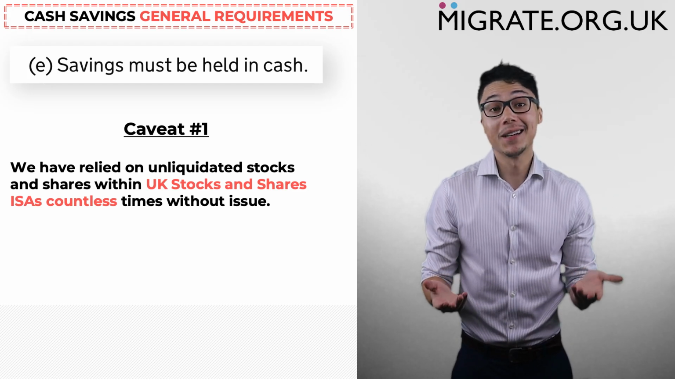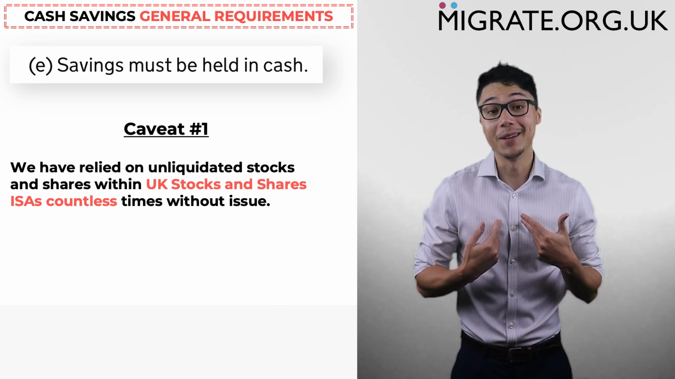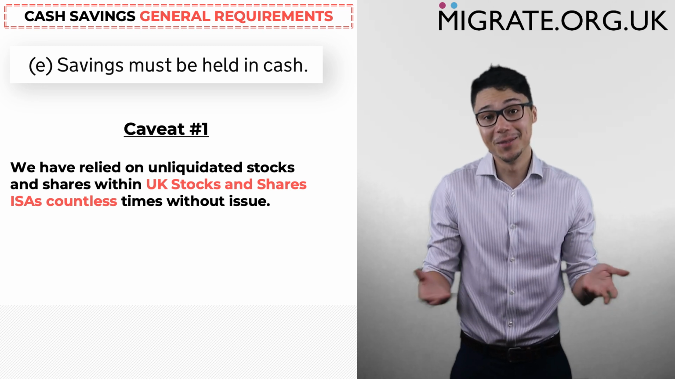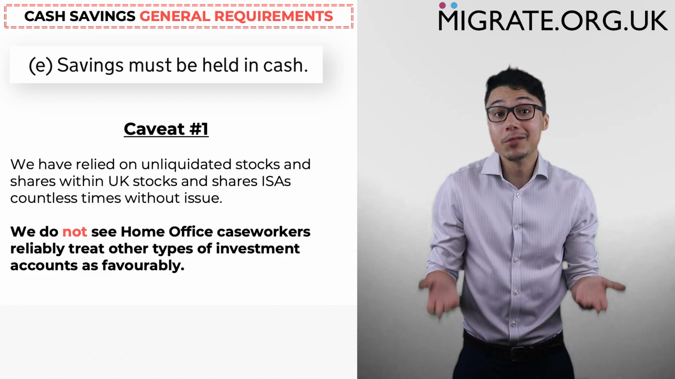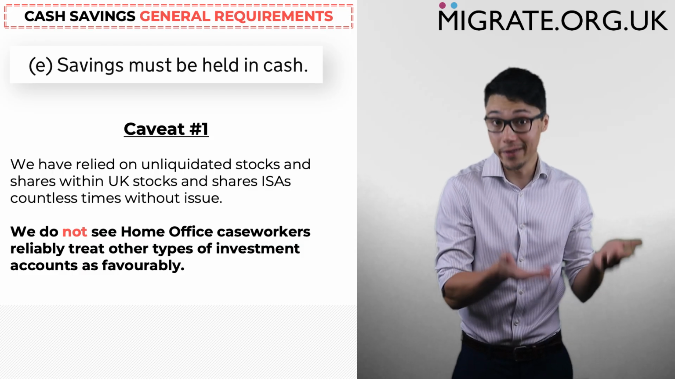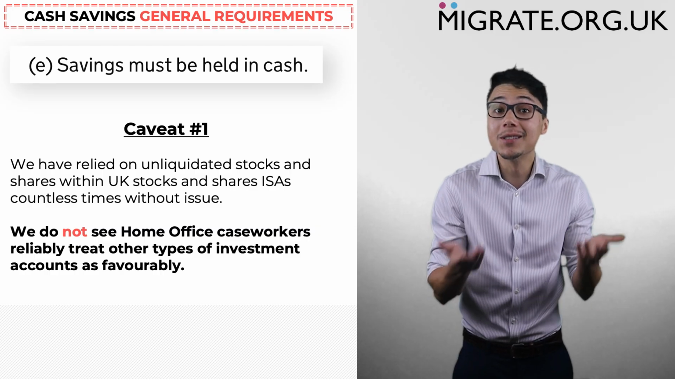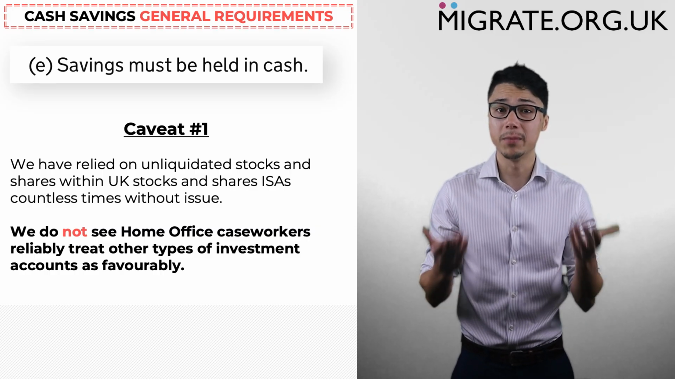In fact, I will likely rely on this to meet the financial requirement when I submit my partner's application in the very near future. I'm considering making a video documenting that process if I think that viewers will find it helpful. We do not see Home Office caseworkers reliably treat other types of investment accounts as favourably. Therefore, if you rely on unliquidated stocks and shares in an account which is not a UK stocks and shares ISA, there is a substantial chance of the application being refused.